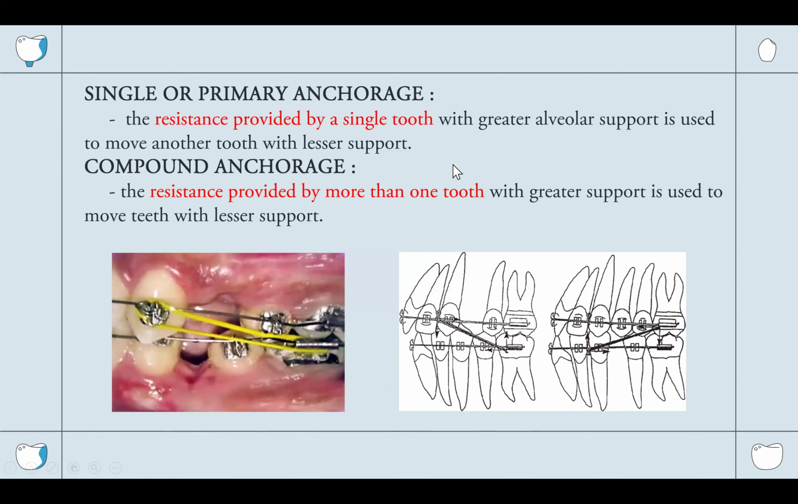Single or primary anchorage, the resistance provided by a single tooth with greater alveolar support is used to move another tooth with lesser support. Compound anchorage. The resistance provided by more than one tooth with greater support is used to move teeth with the lesser support.